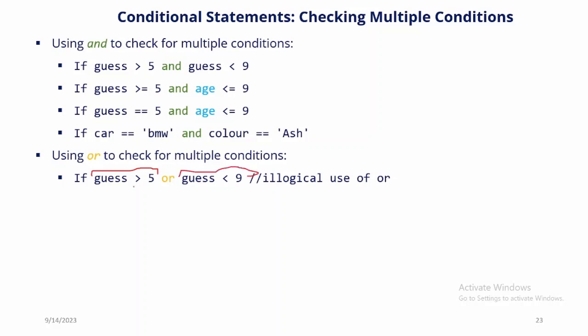It's not like and where both of them must be true. So if I say guess greater or equal to 5, I am saying any number from 6 to infinity is true. And if I say or guess less than 9, I am saying any number from 8 to minus infinity is true. So that's the reason why this statement is illogical, which means that every number at all will be evaluated to true with this condition.